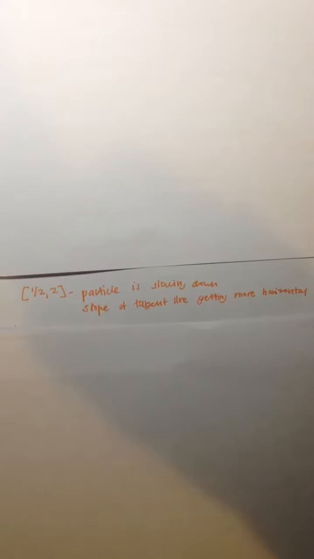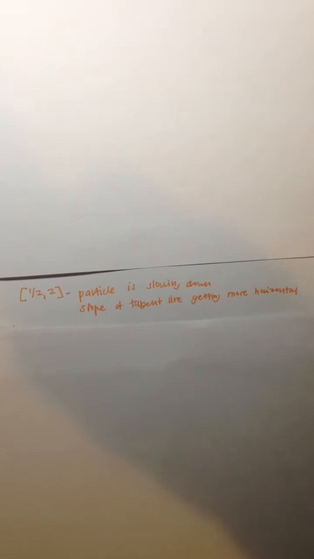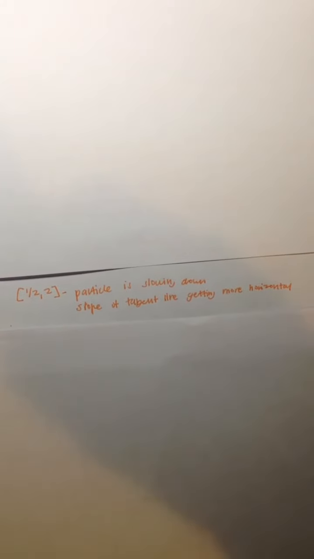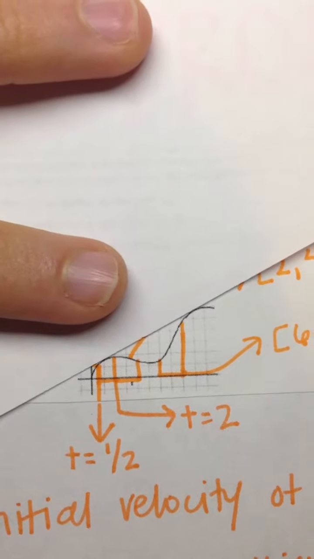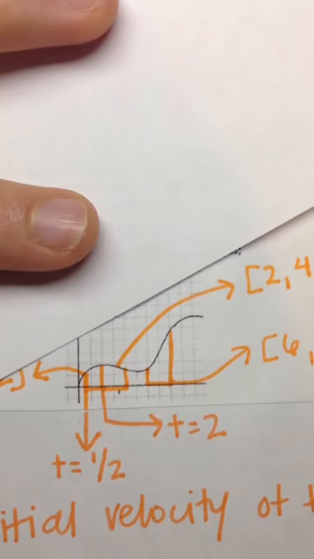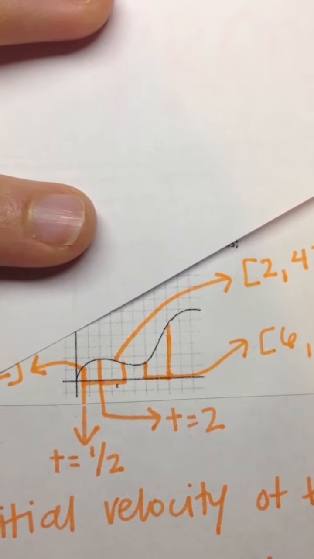From t equals 1/2 to t equals 2, the particle is slowing down because the slope of the tangent line is getting more horizontal. The slope of the tangent line is getting less steep, and therefore the particle is slowing down.